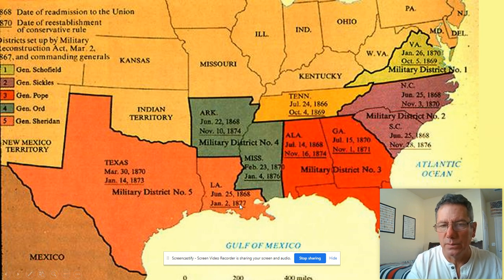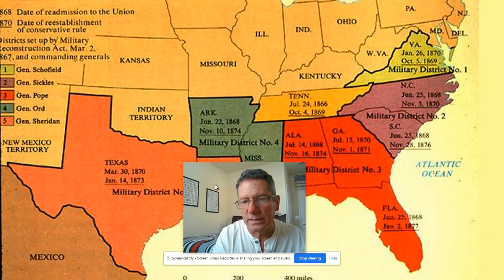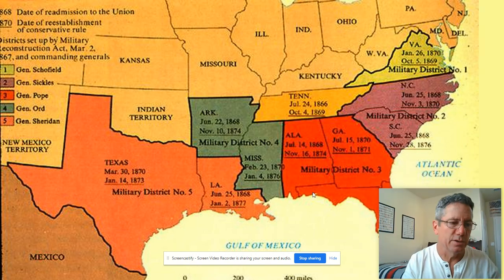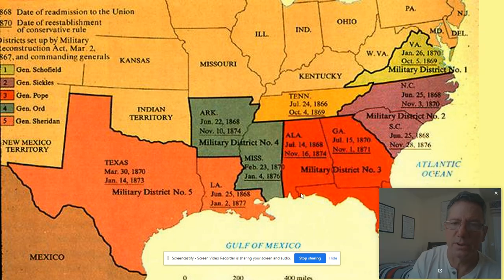Now, if you notice, Louisiana is 1877, South Carolina is 1876, and Florida is 1877. So you have three states, and this will be important in our next lecture, that are still in essence controlled by the Army in this time period.